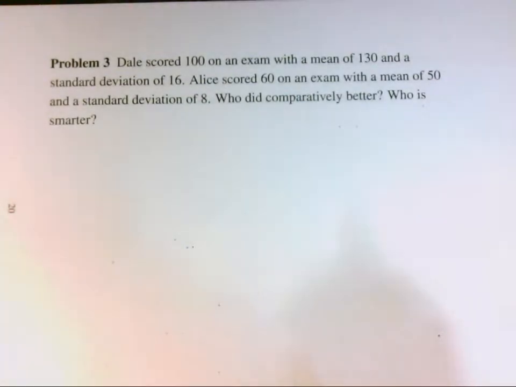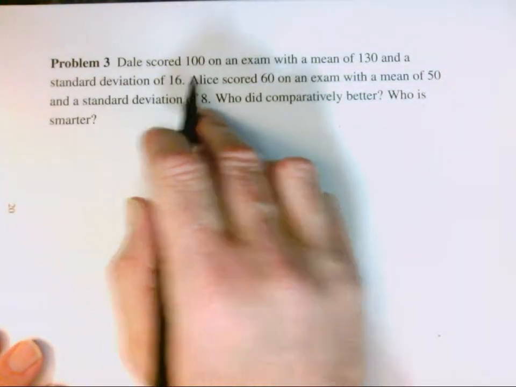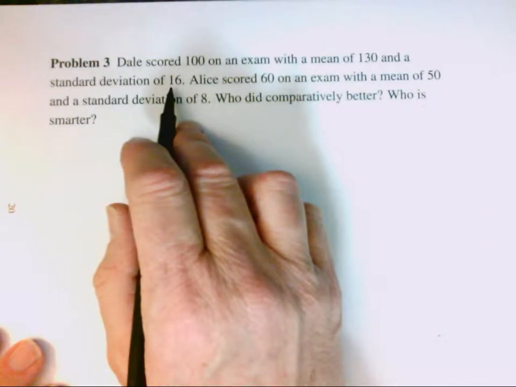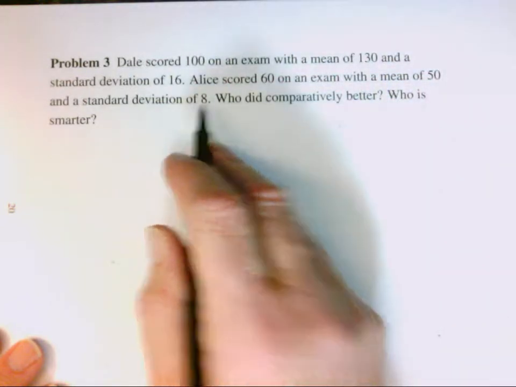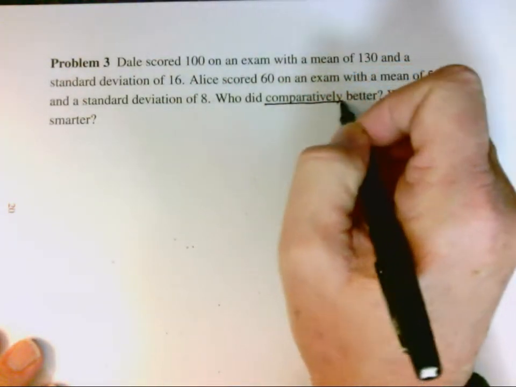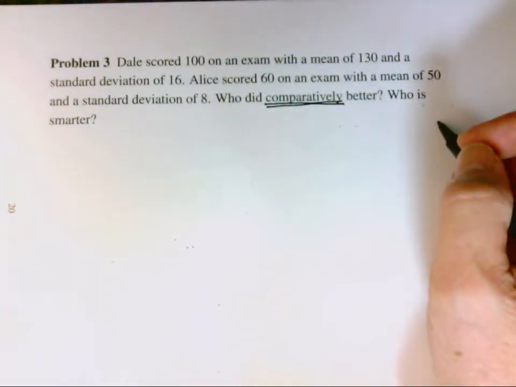Now, this is a little exercise in why we care about z-scores. Dale scored 100 on an exam. His exam had a mean of 130 and a standard deviation of 16. Alice scored 60 on an exam with a mean of 50 and a standard deviation of 8. Who did comparatively better? That means we wish to compare what these two exam scores mean.